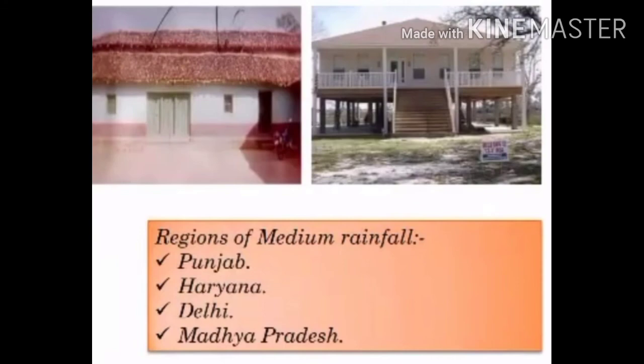The second region is of medium rainfall. In which states can we see the medium rainfall? States like Punjab, Haryana, Delhi, that is the capital of India, and Madhya Pradesh. All these states come in the northern regions, so the construction of houses is completely different as compared to the regions of heavy rainfall.